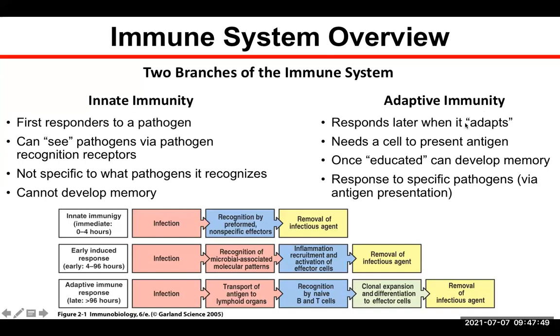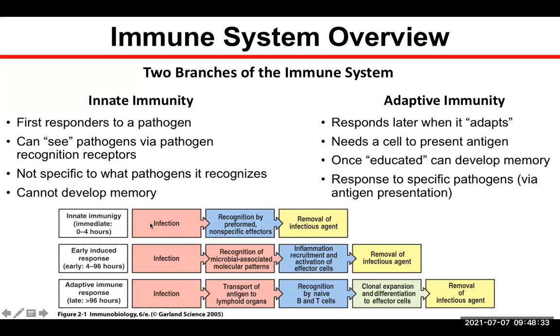Now, when you compare this to the adaptive immune system, it responds much later. You need to have some kind of cell, usually innate immune cells, present antigen, this molecule of the foreign pathogen, to the adaptive immune cells, so they can get educated and develop a memory response. Adaptive immune cells are very specific. They only recognize specific antigens or these protein complexes for them to be able to actually get activated. And we'll get into much more detail about that tomorrow.